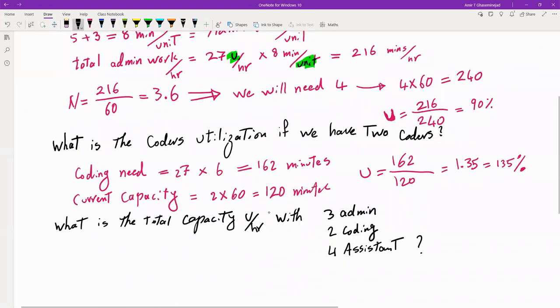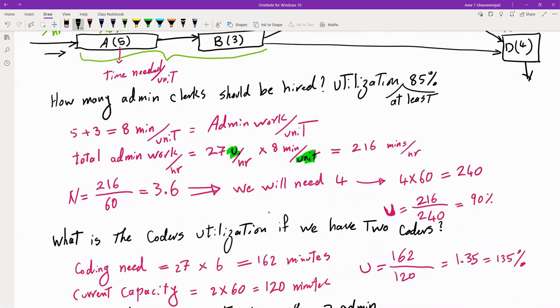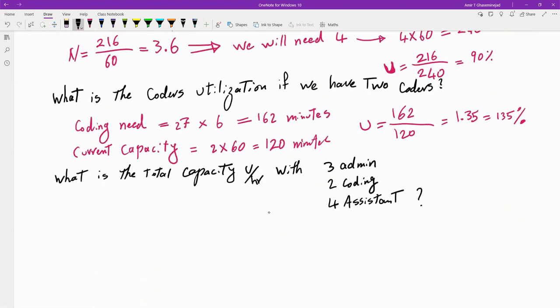But now they are not asking us to serve 27. They are asking us, what is your capacity? Like, after all, how many people you can serve. So to answer that question, we have to find out the minimum of the total capacity, because if something goes in from here, it must come out from there, and all of these tasks must be done. And admin are doing a number of things, coding people and other people are doing things. So we have to find out what is the existing capacity based on this assumption.